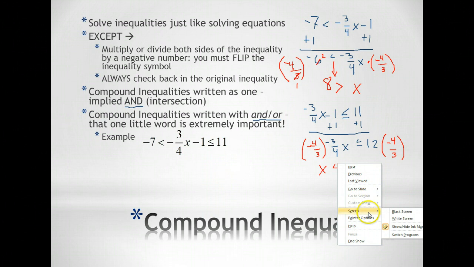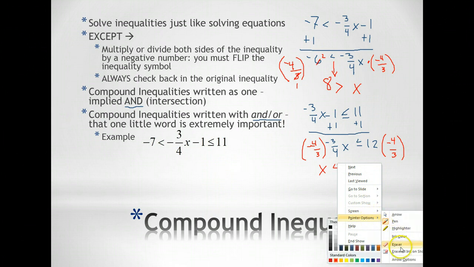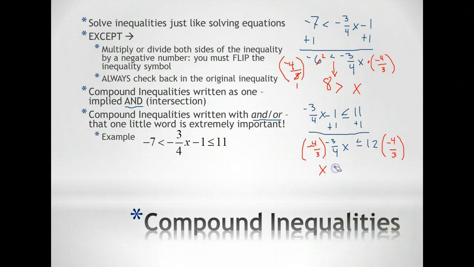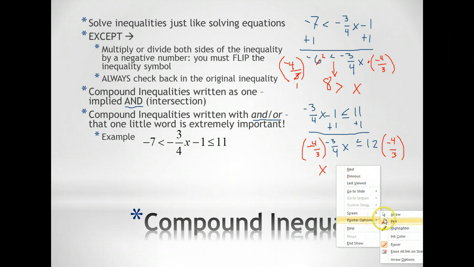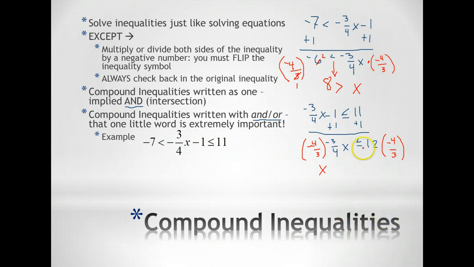So let me go to the eraser, and then let's go back to my pen. So since I multiply by a negative, I flip it, so it's greater than or equal to, and then I divide. 3 goes into 12 4 times, and 4 times 4 is negative 16.